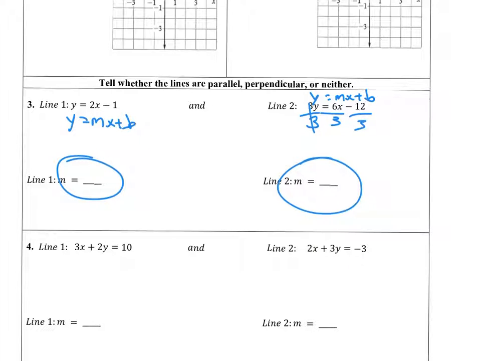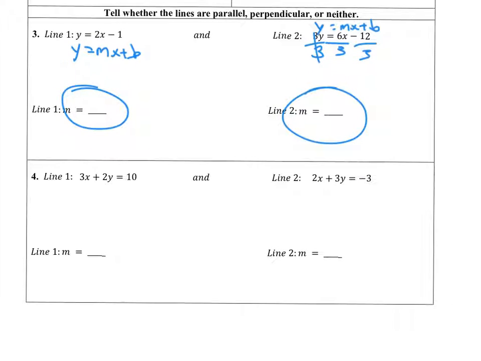Remember, if the lines are parallel, then the slopes are the same. If they're perpendicular, then the slopes are going to be the opposite and reciprocal of one another. And if it's not one of these two, then it's neither. Okay? And that's what you're doing on 3 and 4.